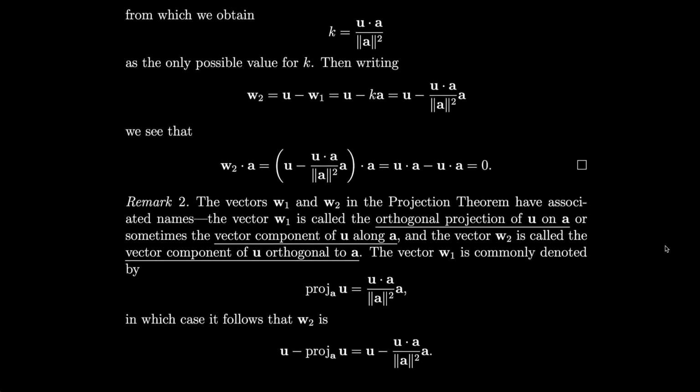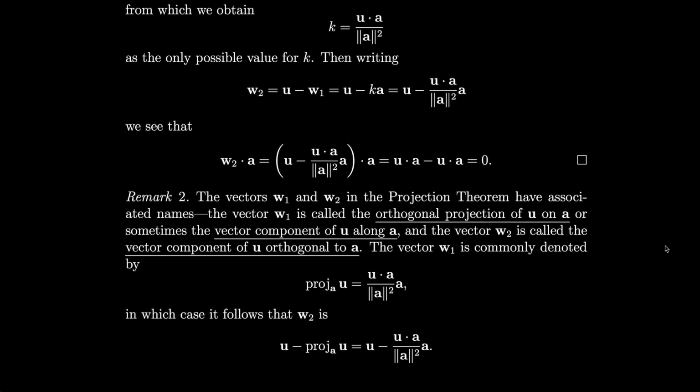The vectors w1 and w2 in the projection theorem have associated names. The vector w1 is called the orthogonal projection of u on a, or sometimes the vector component of u along a, and the vector w2 is called the vector component of u orthogonal to a. The vector w1 is commonly denoted by the projection of u on a, and it's just exactly as it was in our theorem. In which case it follows that w2 is u minus this guy, so it's u minus the projection.